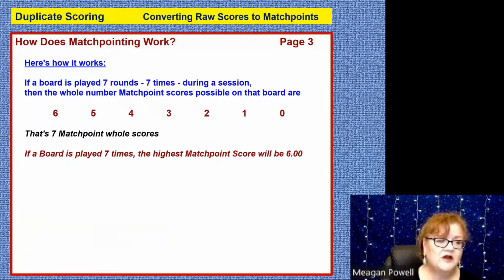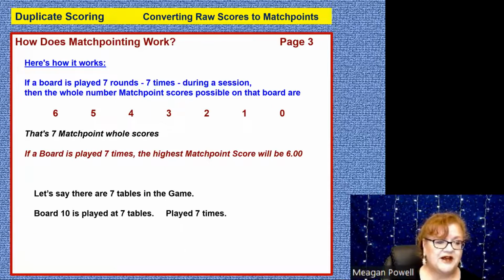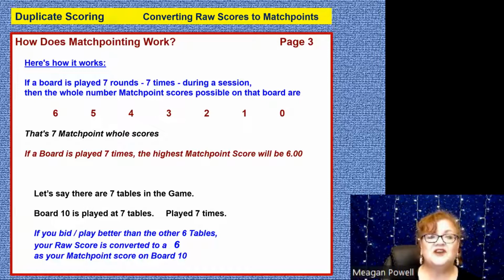So let's say there are 7 tables in the game. And board 10 is played at 7 tables, 7 times. If you bid and play better than the other north-souths on board 10, then you and your partner will get a converted score of 6 on board 10.